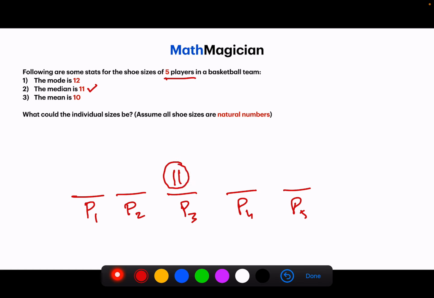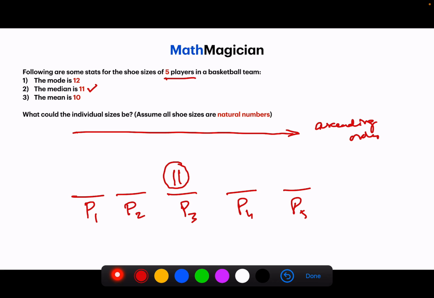You can fix this, considering that P1 to P5 are already arranged in ascending order, right? So this is already in ascending order. So we fixed 11, which is the median, which is the middle value.